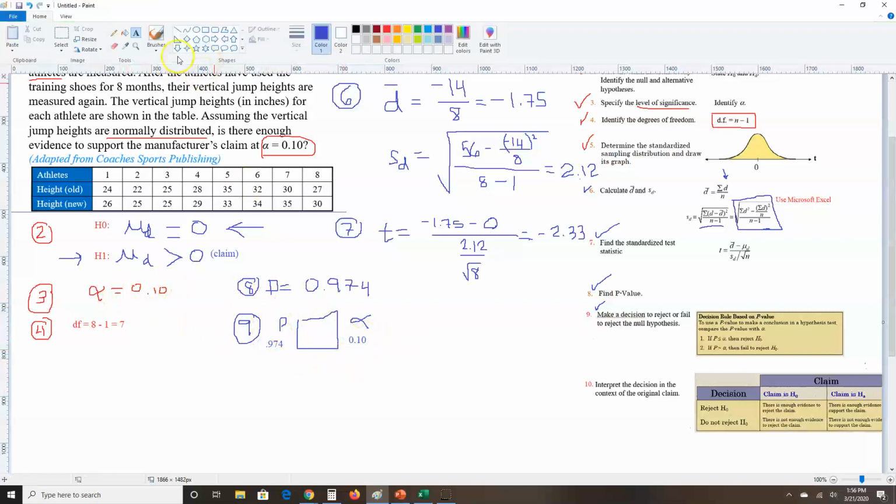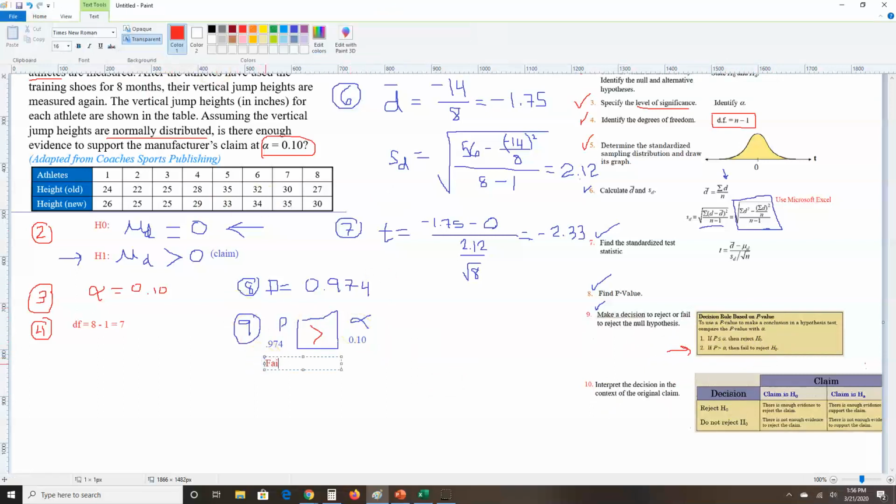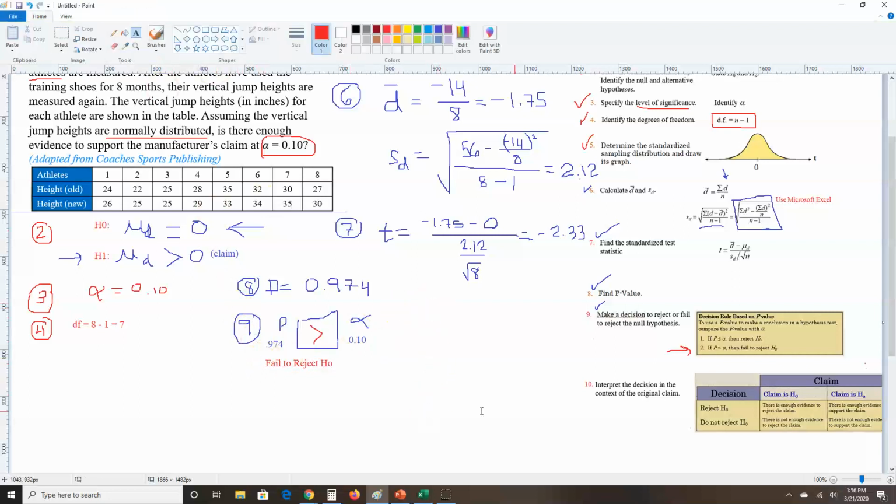From left to right, the p-value is bigger or smaller than alpha? It's bigger. And what happens when the p-value is bigger? See, looking at this chart right here. Right there. When the p-value is bigger than alpha, we say fail to reject H0. Okay, and that is my step 9. We're going to the last step, the interpretation. Okay, step 10.